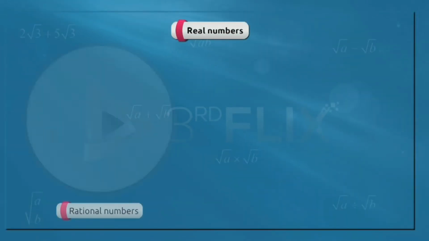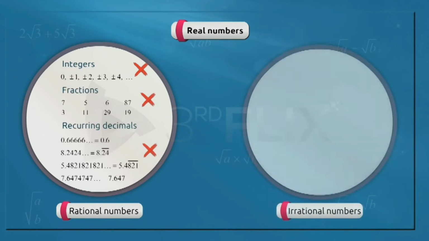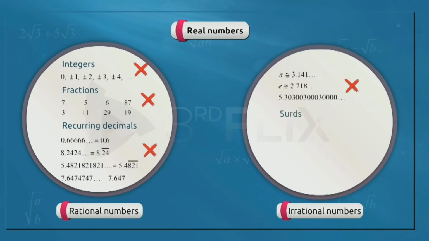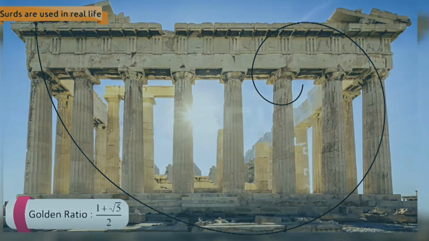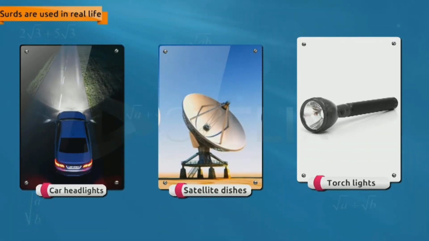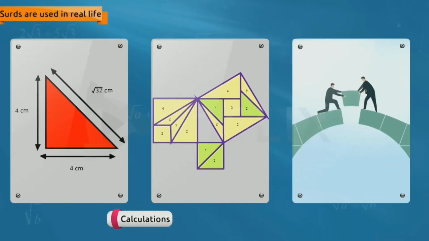Surds are irrational numbers that can't be represented accurately as a fraction or recurring decimal, so they are left as nth root, that is, square root, cube root, etc. Surds are used in real life to make sure that important calculations are precise. For example, by engineers building bridges.